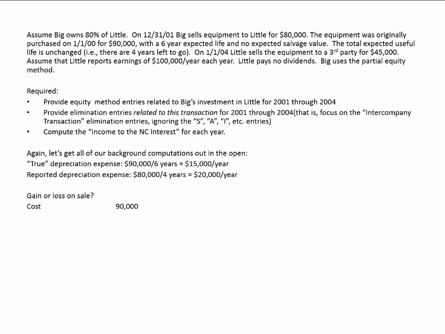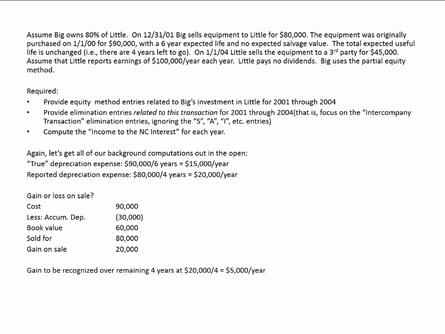Gain or loss on sale. Again, the original cost was $90,000. It's been depreciated for 2 years at $15,000 per year, so it has a book value of $60,000. It's being sold for $80,000, so there's a $20,000 gain on sale. And again, that gain is going to be recognized over the remaining 4 years at $5,000 per year. And to recognize that gain, we're going to reduce depreciation expense from the reported value of $20,000 down to the correct value of $15,000.